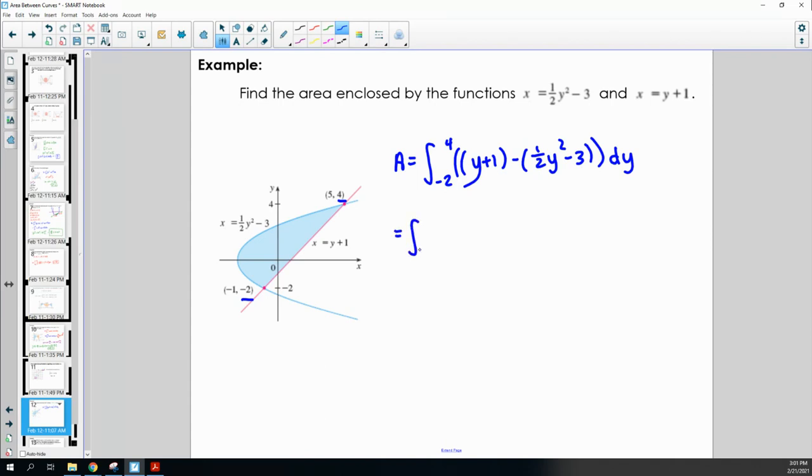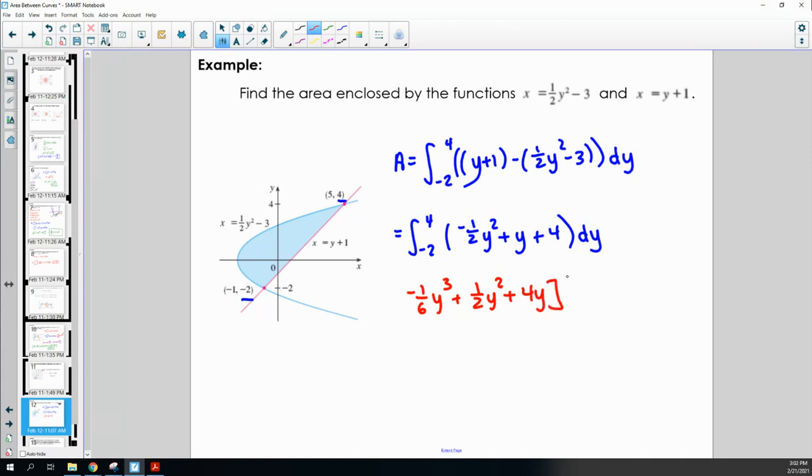So we get the integral from -2 to 4. And just to clean it up a little bit and simplify, we have -1/2 y squared plus y plus 4 dy. So now all we're doing is taking the antiderivative. This is going to give us -1/6 y to the third plus 1/2 y squared plus 4y, and we're going to evaluate that between -2 and 4. You guys know the drill, plug in 4, plug in -2, subtract them. So we end up getting this equals 18.